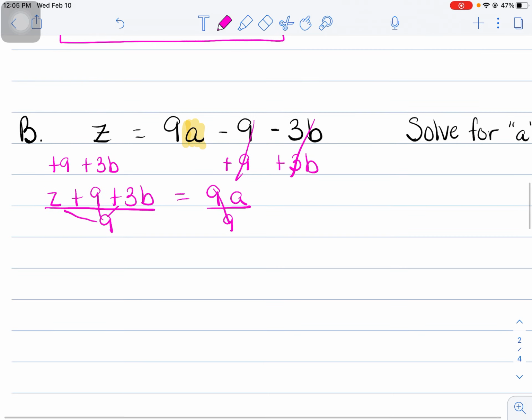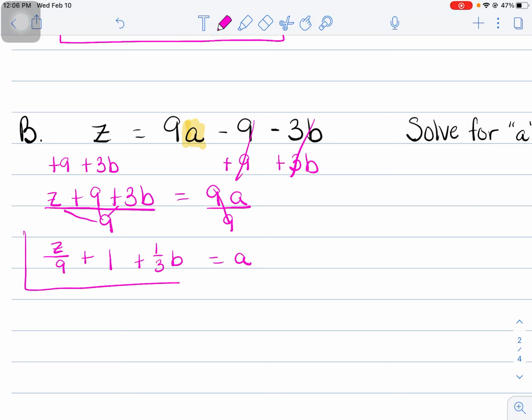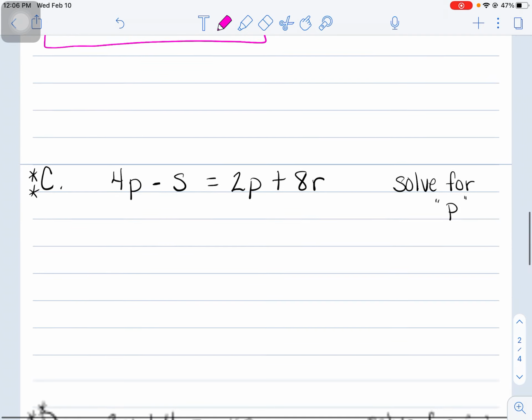So we have z, and let me make that look like a z instead of a 2, z divided by 9, plus 9 divided by 9 is just 1, plus 3 divided by 9 gives me 1/3 b equals a. This would be your final answer. Solve for A. All right, let's move to a 2-star.